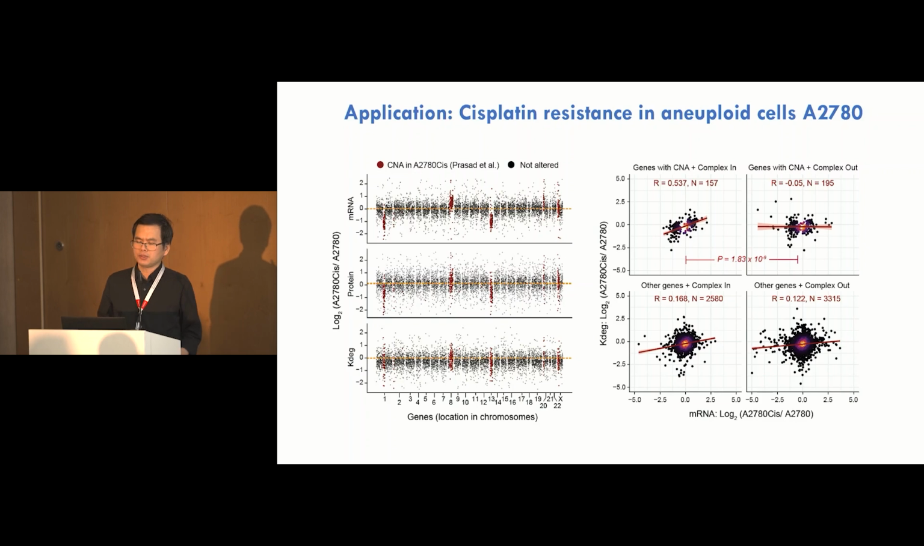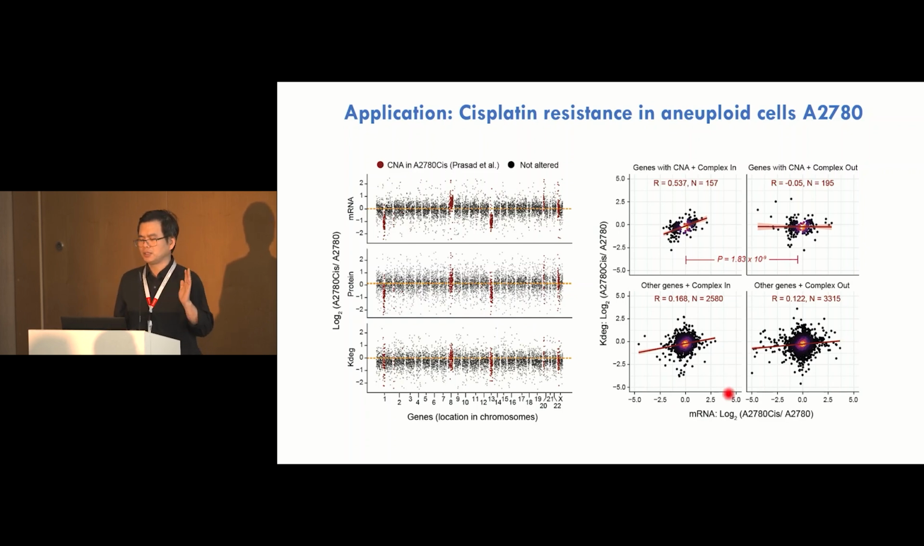So with this established, we recently applied this system in the A2780 cell line, which is an aneuploidy cell line, as you can see. Here you can see the mRNA profiling, the protein profiling, and then the protein degradation rate profiling for these cells, compared between the cisplatin-resistant and the parental cell line. You can see there are a lot of cytogenetic changes, right? On the right, you could see a very interesting plot which we are quite happy with.